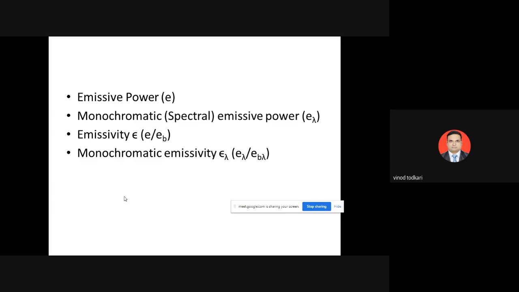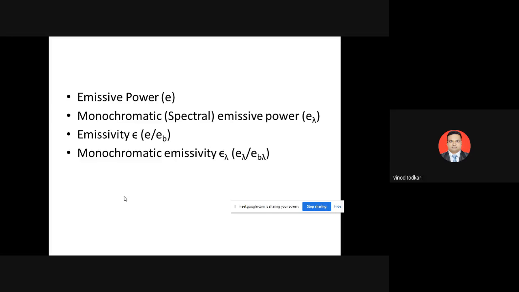It is defined as the rate of emission of radiant flux at a specific temperature for a specific wavelength. Now here, not only are we considering temperature, but also the wavelength. Is it clear to you? What is emissive power? The rate of emission of radiant flux at a specific temperature. What is monochromatic emissive power? The rate of emission of radiant flux at a specific temperature for a specific wavelength.